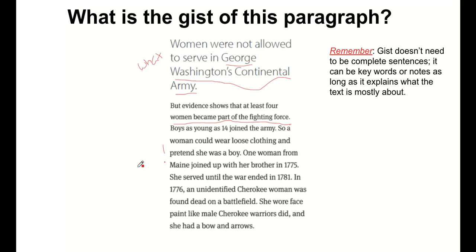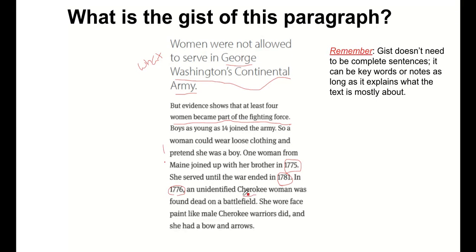One woman from Maine joined up with her brother in 1775. I know that dates are super important, so I'm going to circle that because that might be important for later. She served until the war ended in 1781. In 1776, an unidentified Cherokee woman was found dead on a battlefield.